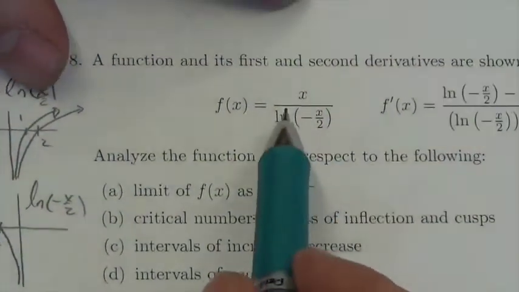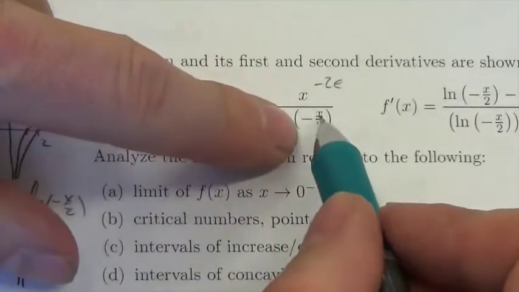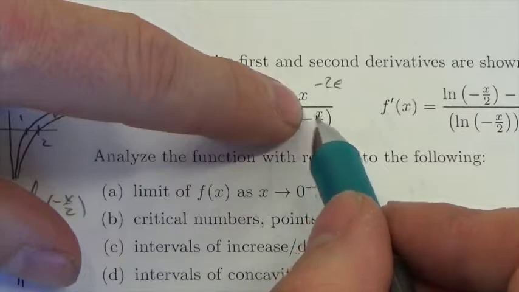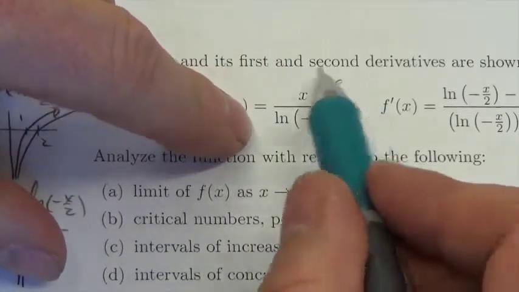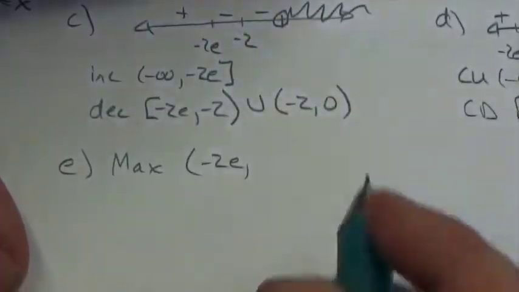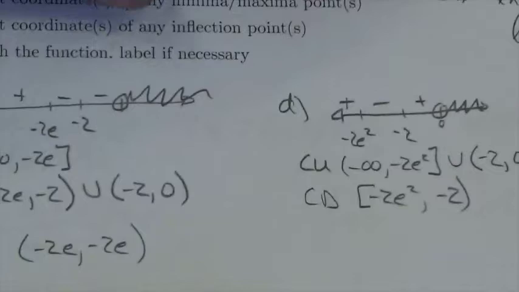So if we plug negative 2e into this, let's think about that. It's going to be negative 2e in the numerator, negative 2e, negatives cancel, 2's cancel, natural log of e is 1. So the answer is going to be negative 2e. The y coordinate's negative 2e. That's kind of convenient. Okay, so there's our max.